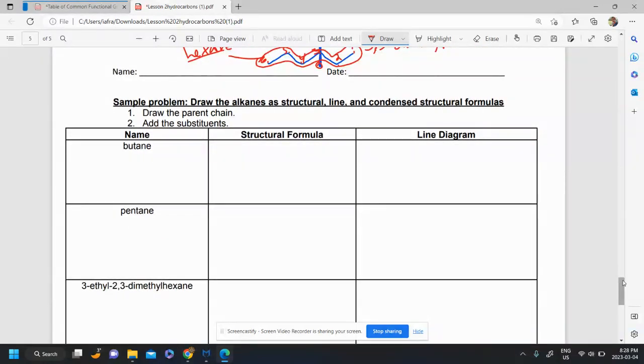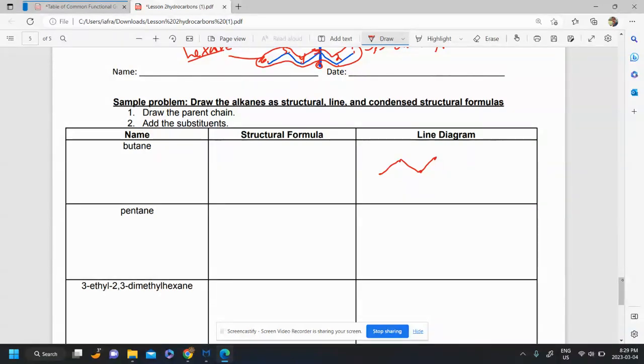I'm going to first start by doing the line diagrams for the examples, and then we'll move on to structural after. So we'll start with butane. If you do a line diagram, I always put my pencil down first. That's carbon number 1. And then I go up, that's carbon number 2. And then down, carbon number 3, and then up, carbon number 4.